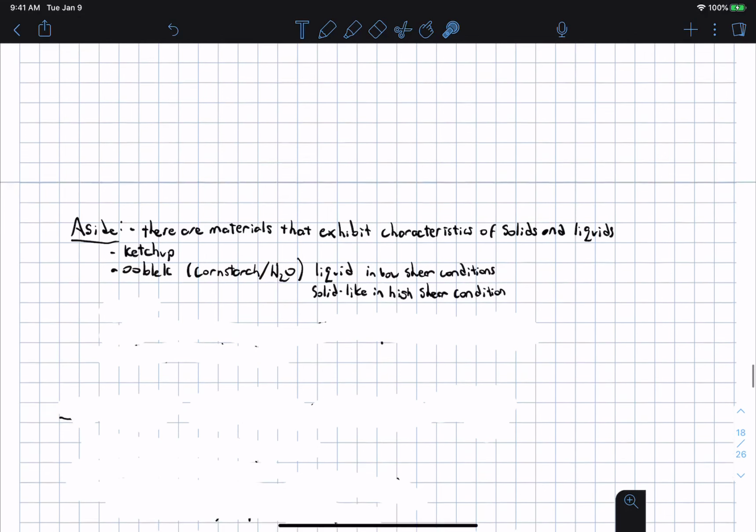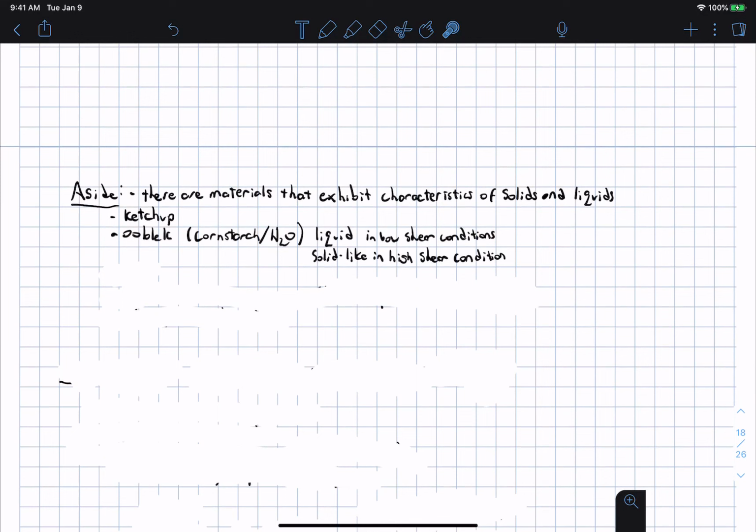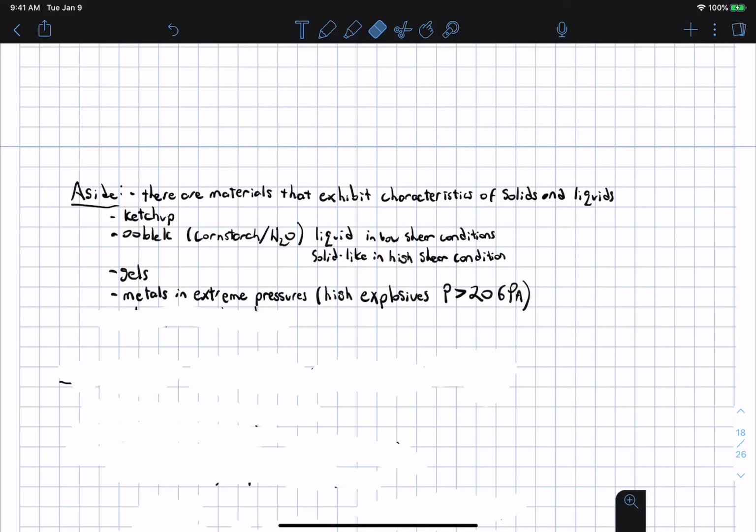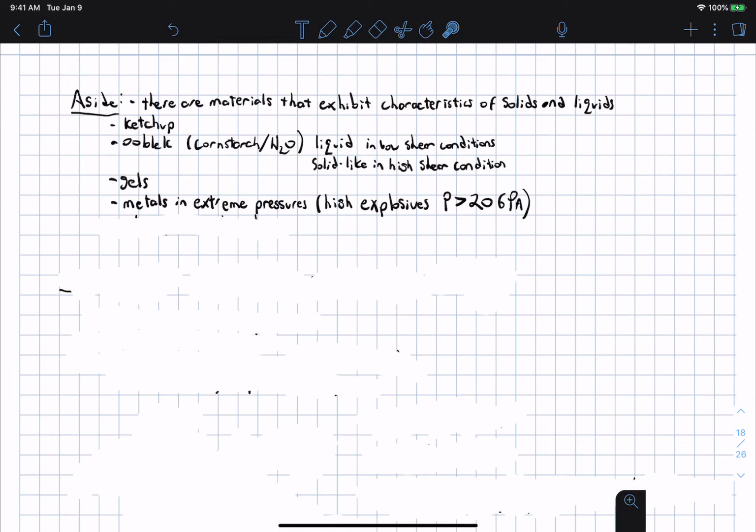And that is another thing. There are gels, which have properties of solids and liquids. That is, they can basically hold their shape if you don't apply a strong force to them. Metals under extreme conditions like high explosive charges, where the pressure can be on the order of gigapascals, under those conditions, actually solids start to act like a liquid, even though it's not molten. These types of materials are not a function of this class because they are very complicated.